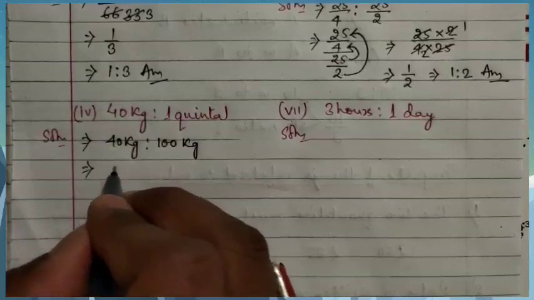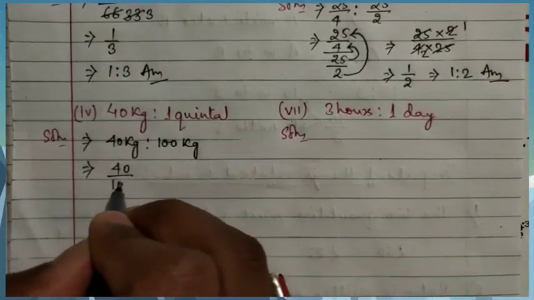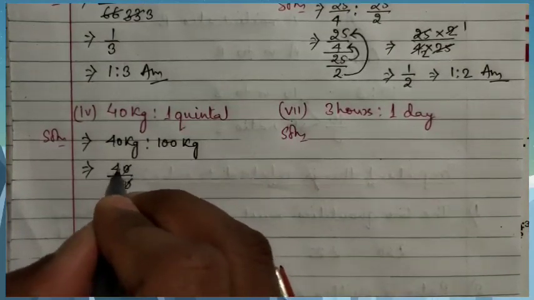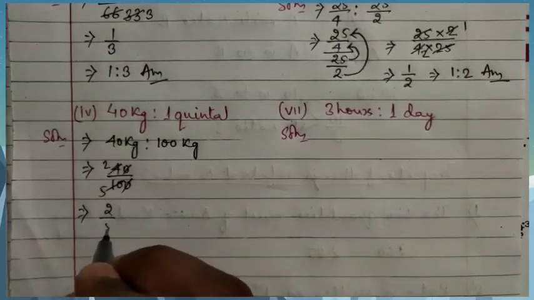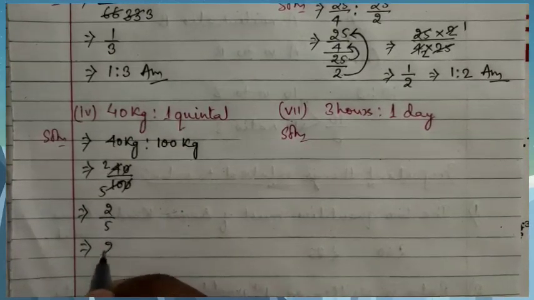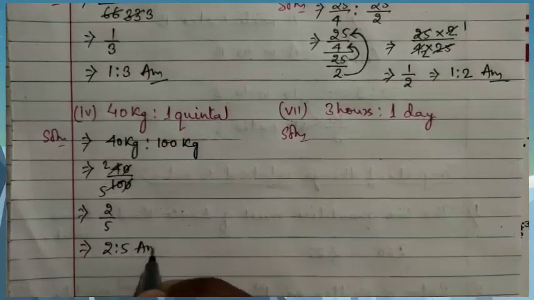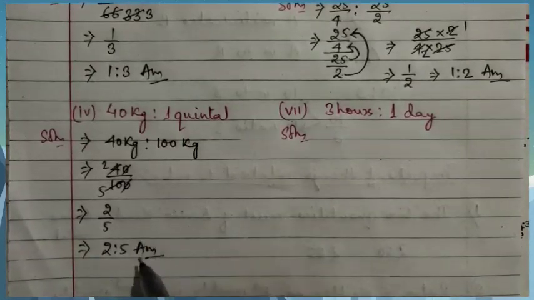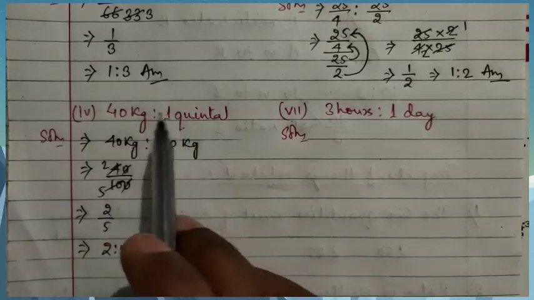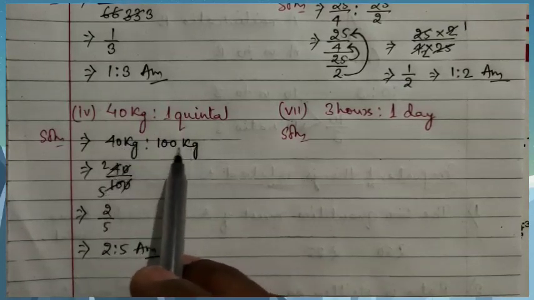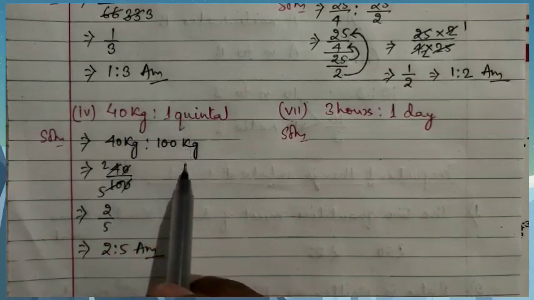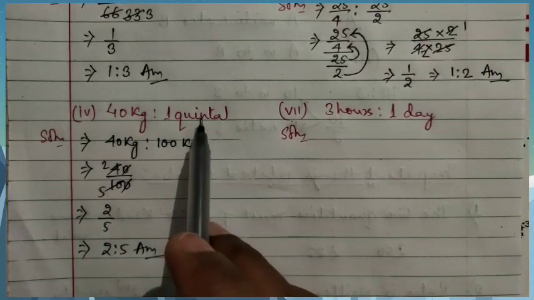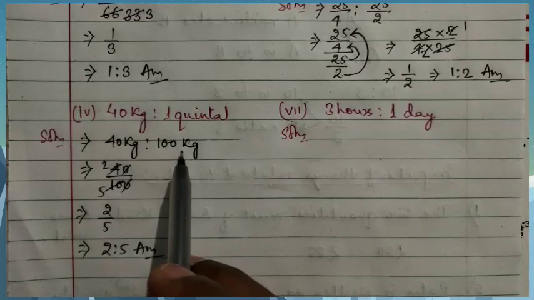Now we will reduce. We can write 40 by 100. 0 0 cancelled. 2 2s are 4, 2 5s are 10. In the next step we will write 2 by 5. That is we can write 2 ratio 5. This will be your answer. This one is also very easy. Only we have to convert into the same unit. Whatever unit is smaller, in that unit we will convert. This was greater unit, we have converted into smaller unit.